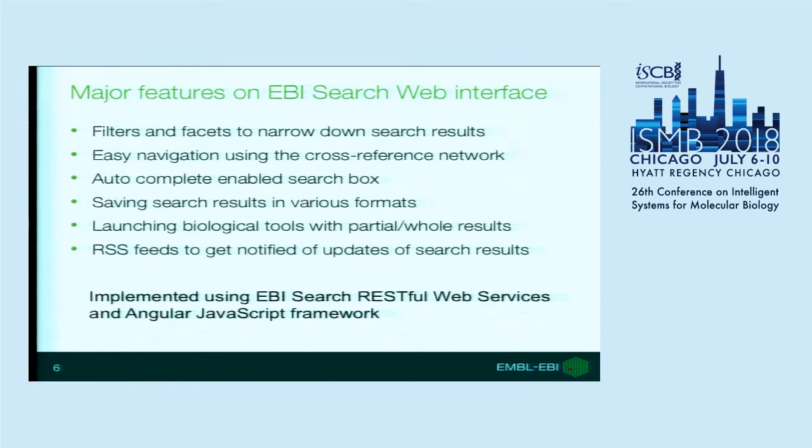As I mentioned, we have a vast amount of data, so we provide filters and facets to help users narrow down such results. And as I mentioned, we provide cross-reference networks for easy navigation. Also, if you type something into the search box, you get some suggestions, like identifiers of databases, or maybe titles of publications, ontology names, and so on. And if you want, you can save your search results for further analysis. Also, you can launch biological tools with your results.